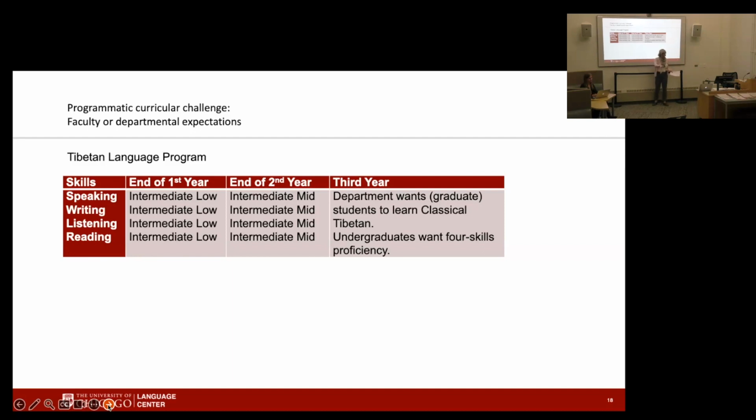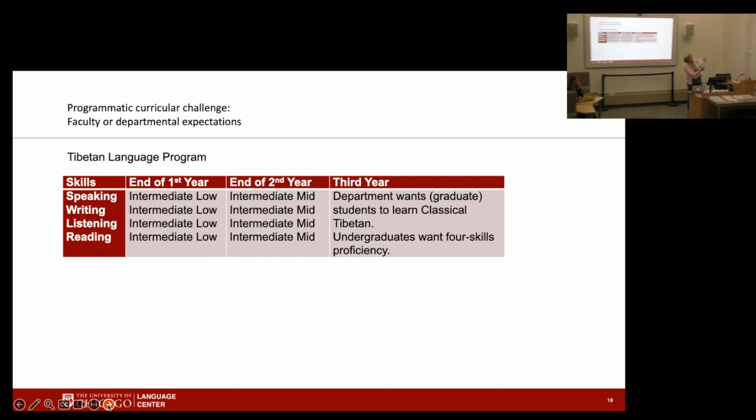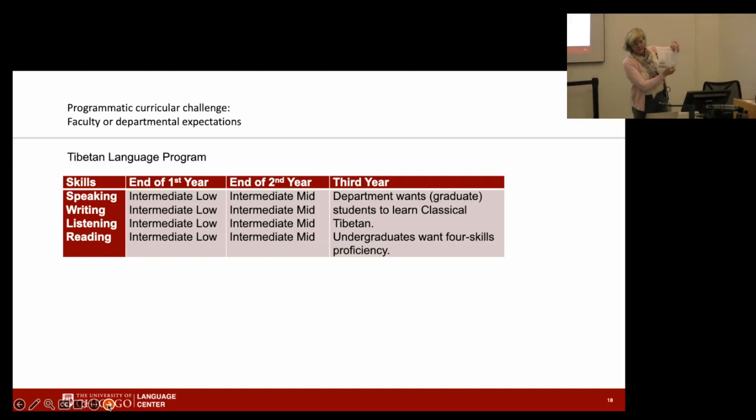So he's got graduate students primarily in there he's trying to prepare to start studying classical Tibetan, and undergraduates who are political science majors who want to learn how to speak Tibetan because they want to go over and work for an NGO. So basically what's happening is he's meeting the needs of neither of those groups. And this reverse design model lets him make that clear, right? If you think of this model, the target language use domain for those two groups is different. You need a different set of outcomes, a different test, and a different curriculum.